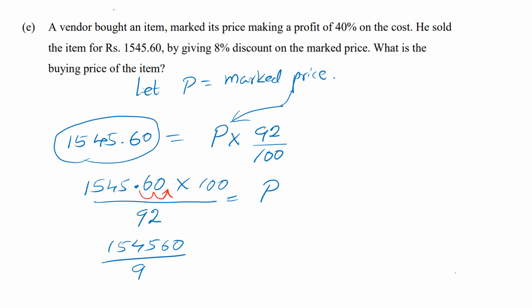154,560 divided by 92 equals P. So you can use some technique to divide this. If you want, you can use the long division or something else. Then you get the marked price as 1,680 rupees.